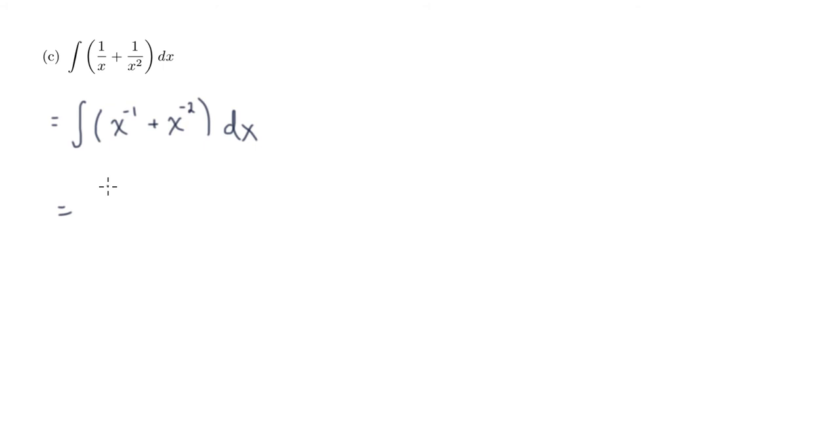And so if you remember, our power rule for antiderivatives, adding 1 to the power and dividing by the new power, only worked when the power was not negative 1. Okay, so how do we find the antiderivative of x to the minus 1? What is an antiderivative of x to the minus 1?